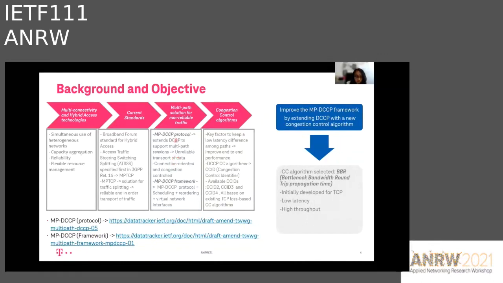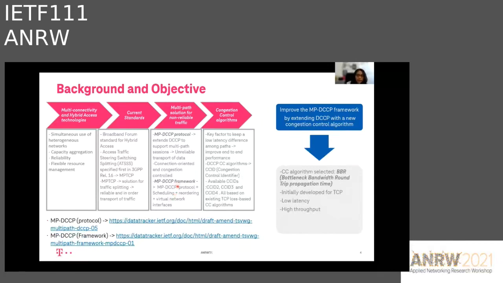MPDCCP extends the Datagram Congestion Control Protocol to support multipath sessions. As I said, it provides unreliable transport of data, it is connection-oriented and congestion controlled. In addition, a framework was developed which combines the MPDCCP protocol with other functions like scheduling, reordering, and virtual network interfaces to enable the transport of any IP traffic across multiple access networks.